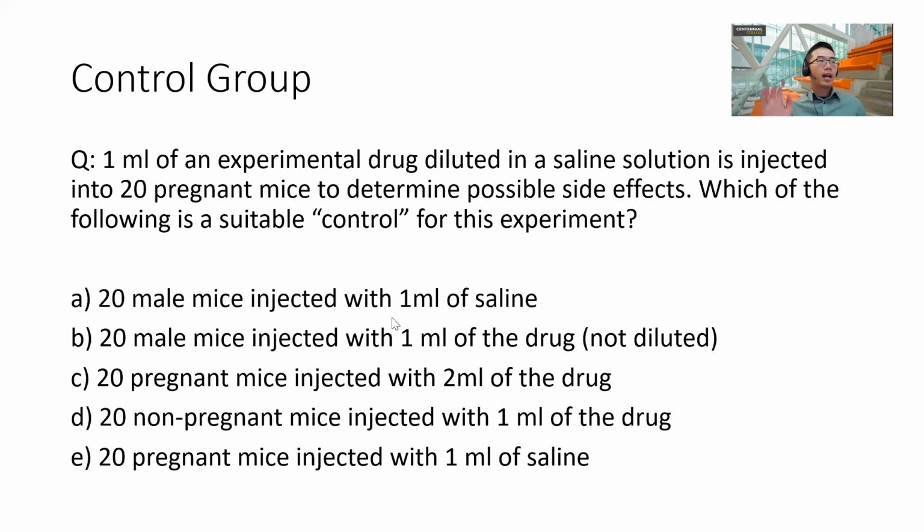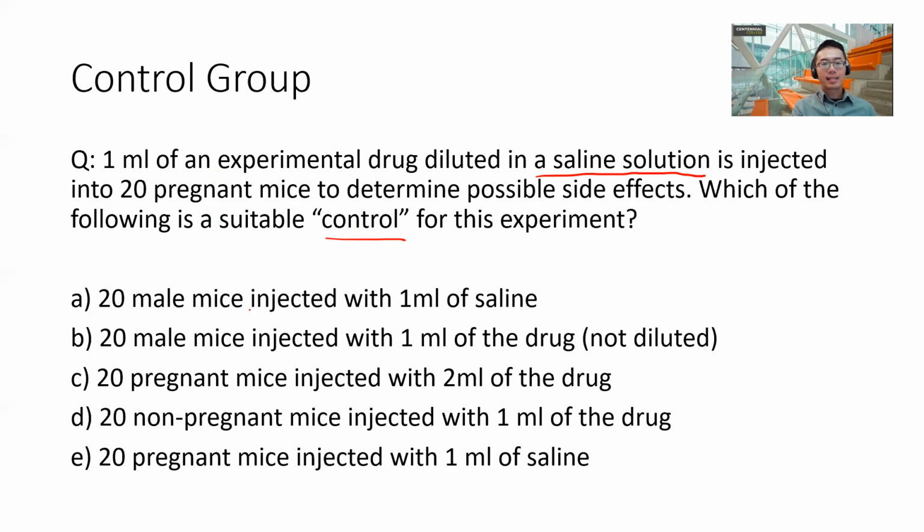Okay, so here we have 1 ml of an experimental drug diluted in saline solution. Saline solution just means salt, right? And it is injected in 20 pregnant mice to determine possible side effects. Which of the following is a suitable control for the experiment? Remember, between the control and experimental groups, there should only be one difference between the two groups.